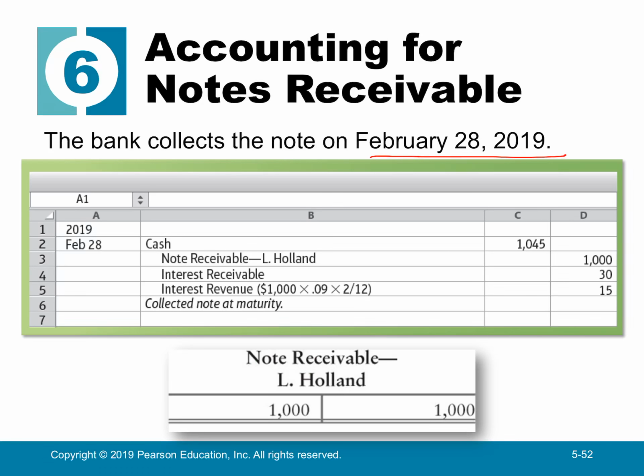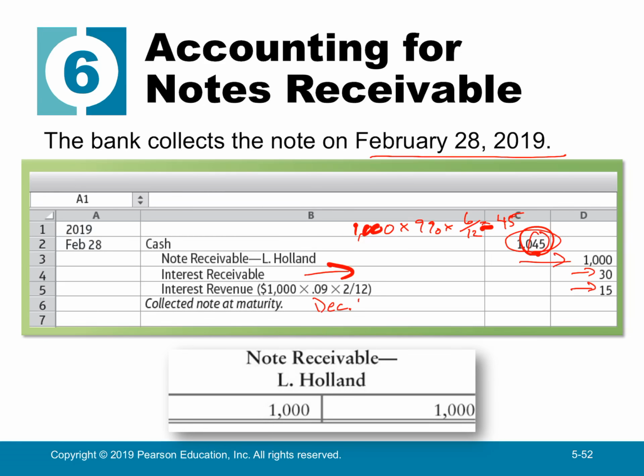Then on February 28, 2019, the note is collected. So the borrower pays the bank back the principal, $1,000, plus the interest, which calculated out to be $45. How was it $45? Well, this loan was $1,000 times 9%, and it lasted for 6 months out of 12. So that interest is $45. And then they're going to write off the note receivable, so credit 1,000, write off the interest receivable, credit 30, because now it's going to be paid in cash, and show the final $15 of interest revenue.